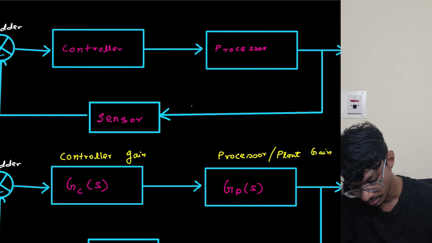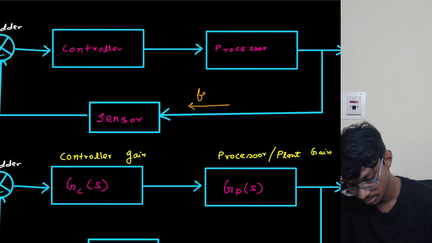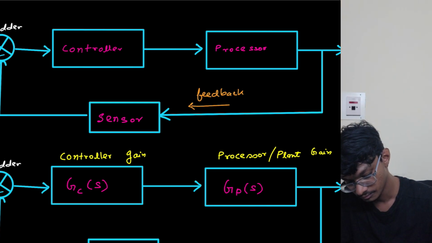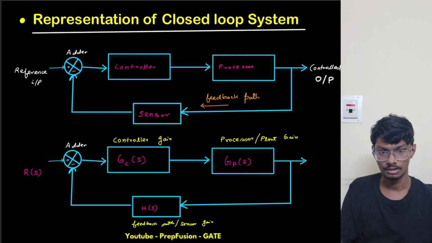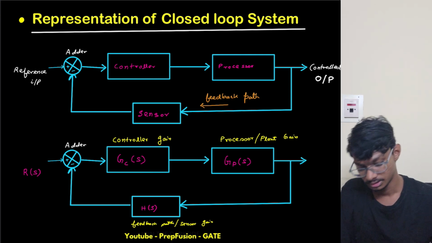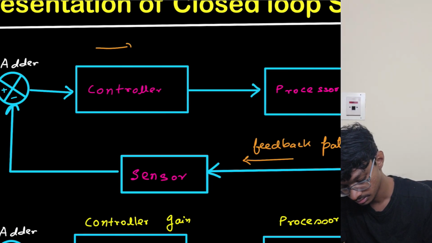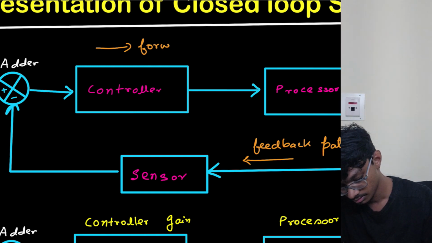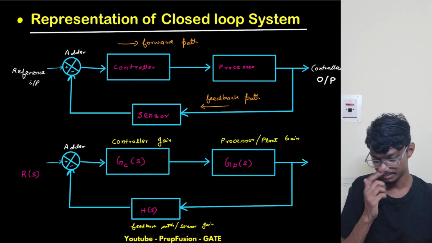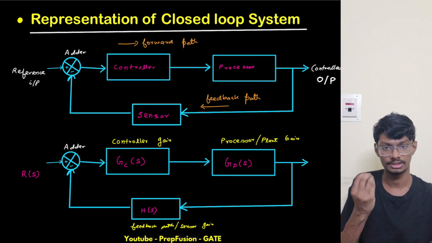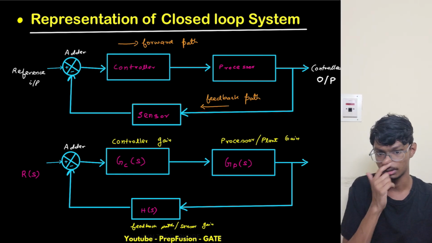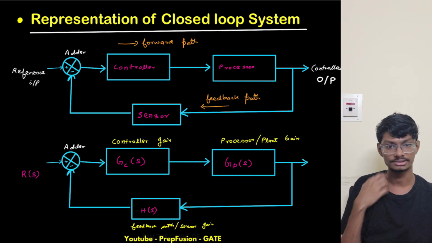Let me write this in small. This is called as feedback path, right? This is called as feedback path. Okay, and what do we call this? This is called as forward path. Okay, so this path is called as forward path, and this path is feedback path. The name is self-explanatory.